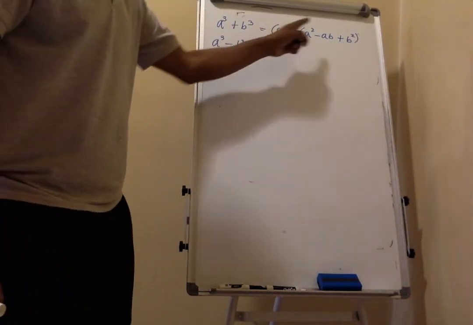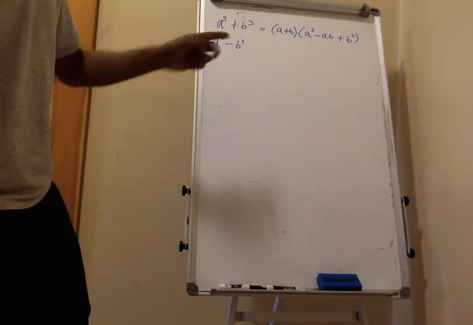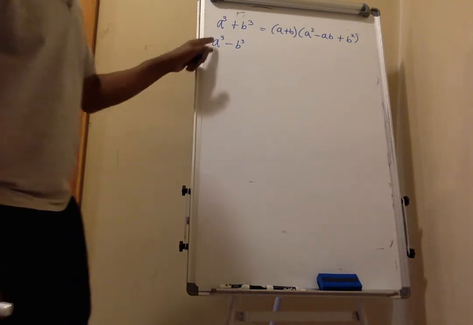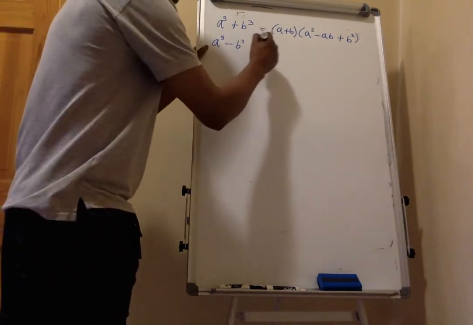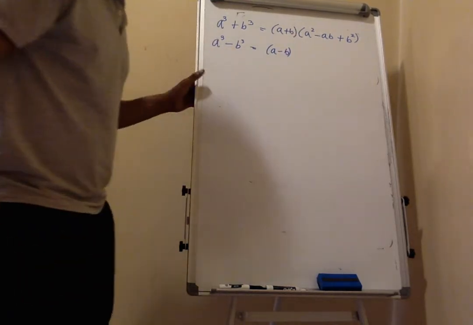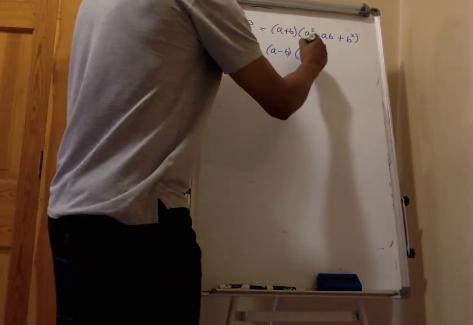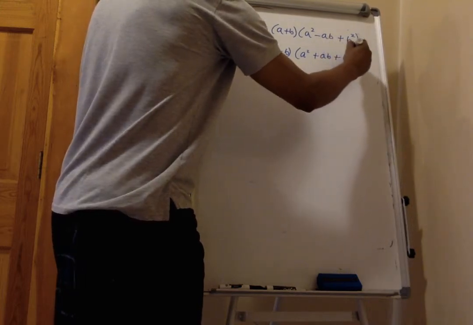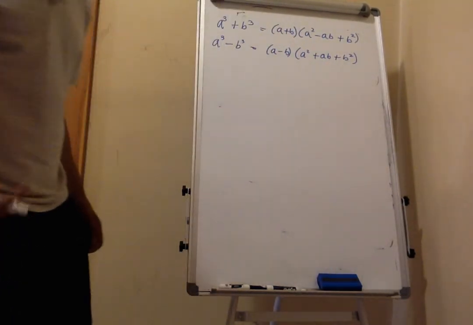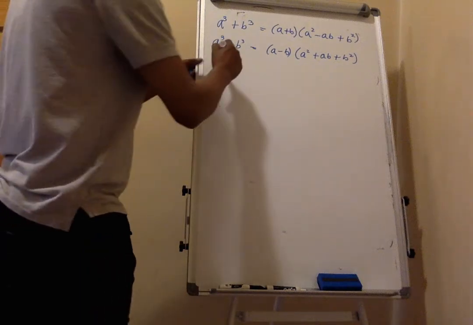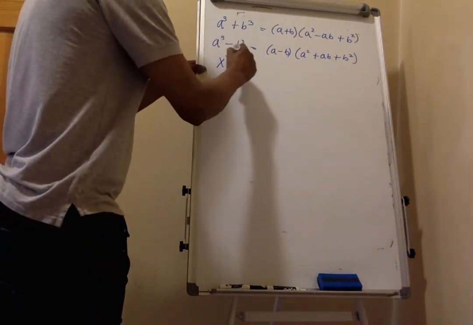Meaning what? If you multiply this by this, you can go ahead just to prove this, you would end up with a cubed plus b cubed. This is the difference of two cubes. So you would have a minus b, and then you have a squared plus ab plus b squared. So all you need to do is just know this formula and plug in the questions that you are going to have. So let's start with x cubed plus 8.